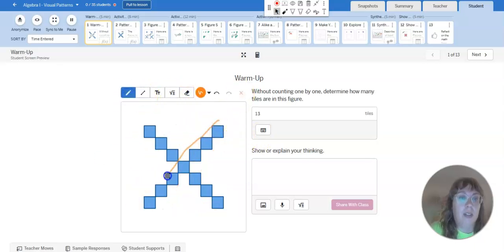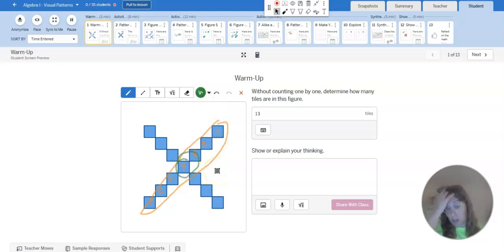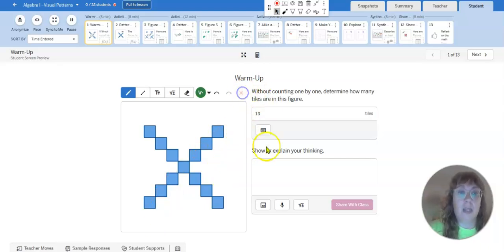Maybe you notice there's this whole diagonal of 1, 2, 3, 4, 5, 6, 7. And there's 2 of them, but we have this one shared piece. So 7 times 2 is 14. Minus that shared piece, so you don't count it twice, gets us 13. However you're getting there is perfect. Just show or explain that thinking on your slide. And when you're all set, push ahead to slide 2.